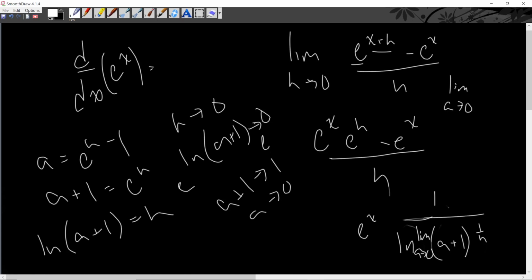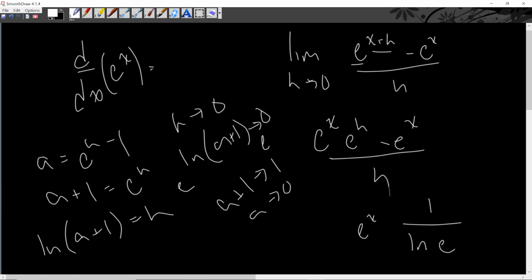And now, the limit as a approaches 0 of a plus 1 to the 1 over a. Yeah, that should be 1 over a. This is e, right? And then, well, that's one of the many definitions of e. There's a way to write e as a series and all sorts of stuff, but at the end we're going to have 1 over ln of e, which is 1. So we're going to have 1 over 1 times e to the x, which is just going to be e to the x, which means that the derivative is e to the x.